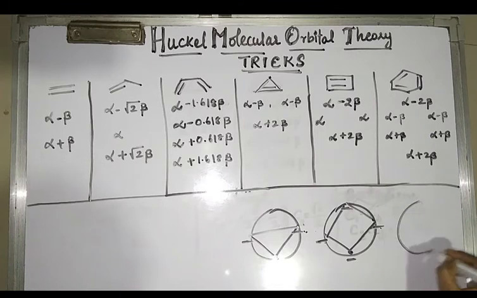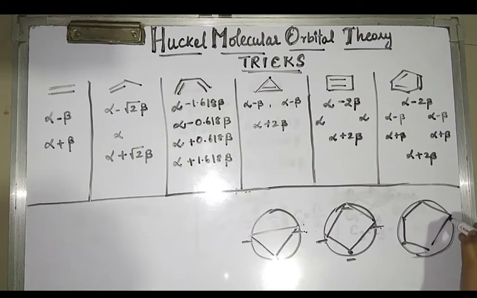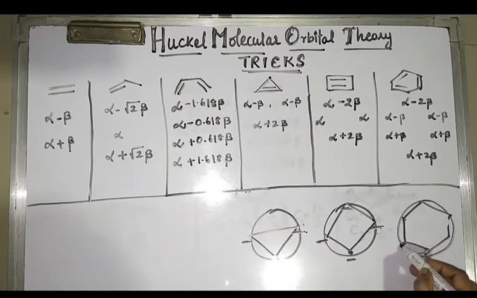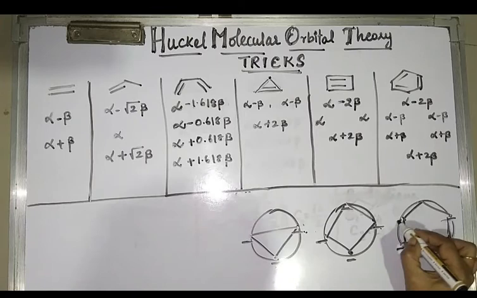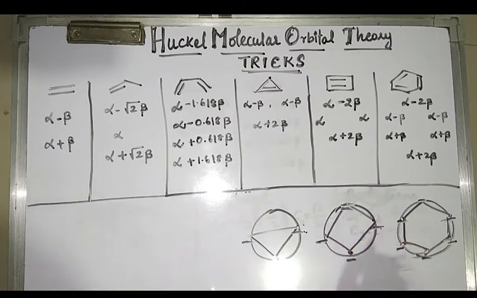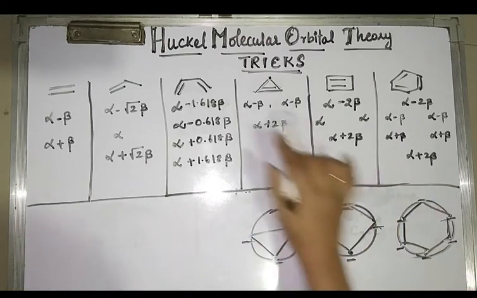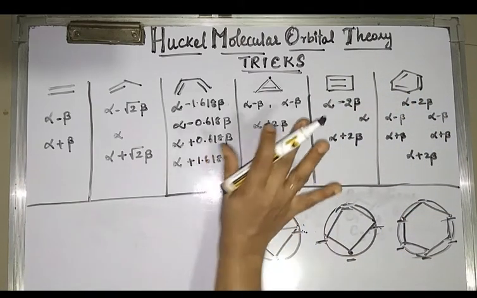In benzene, you see two degeneracy levels are there, this one and this one. Here bonding molecular orbital, here anti-bonding molecular orbital, here anti-bonding molecular orbital. Here one degeneracy, here one degeneracy, bonding molecular orbital. This is the case where we need to write the energy levels. This is the first trick you need to keep in your mind.